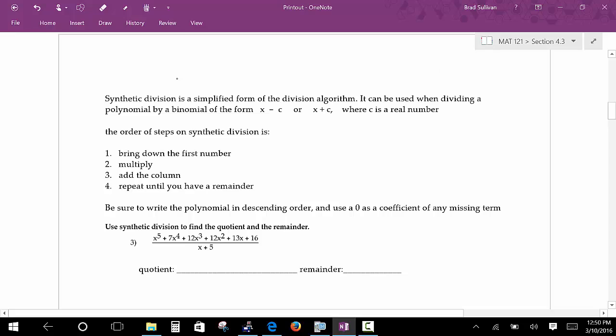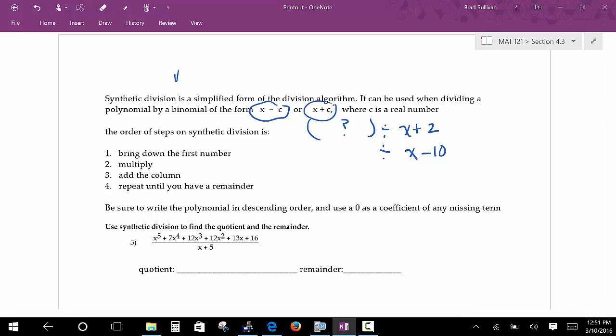Okay, synthetic division. The thing about synthetic division is it only works on this kind of problem. So you have some polynomial, and you're dividing by x plus 2 or something like that. You couldn't be dividing by x squared plus 2. It doesn't work. Or you could divide by x minus something, and that can be any number. It doesn't have to be a whole number. It can be like that. So the structure is that synthetically you can divide when you're dividing by x plus a number or x minus a number. That's the structure. Nothing else though. Okay?